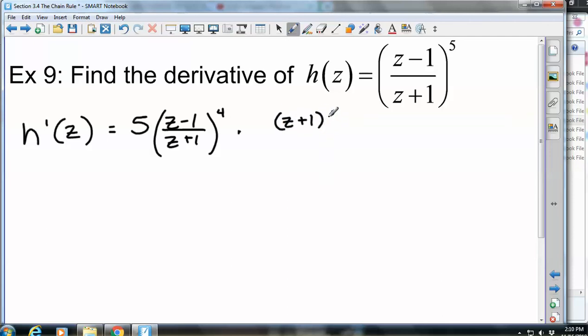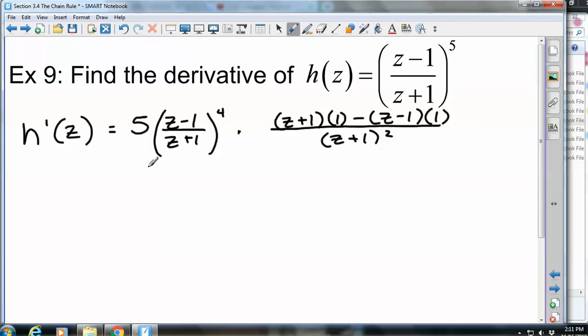Low d high minus high d low over low squared. Okay with that part.